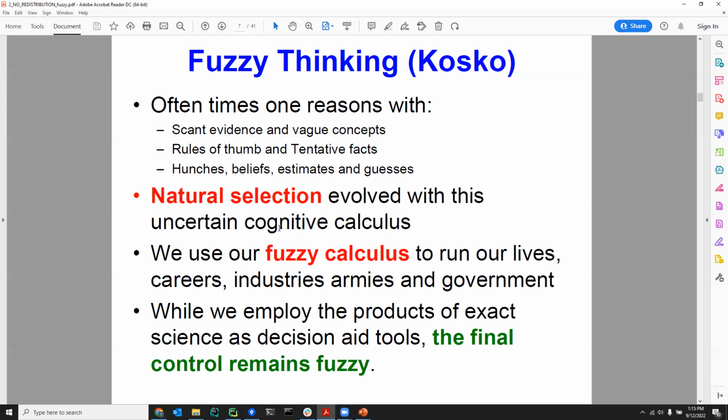Natural selection evolved with this uncertain cognitive calculus. Pretty much everything that is alive has had to evolve with these uncertainties and develop strategies that still work even with these uncertainties. He also says that while we employ the products of exact science as decision aid tools, even things that we're doing with machine learning and other things like modeling and dynamic system control, the final control remains fuzzy, meaning that we're not getting rid of that uncertainty, and so you still have to deal with it in some ways.